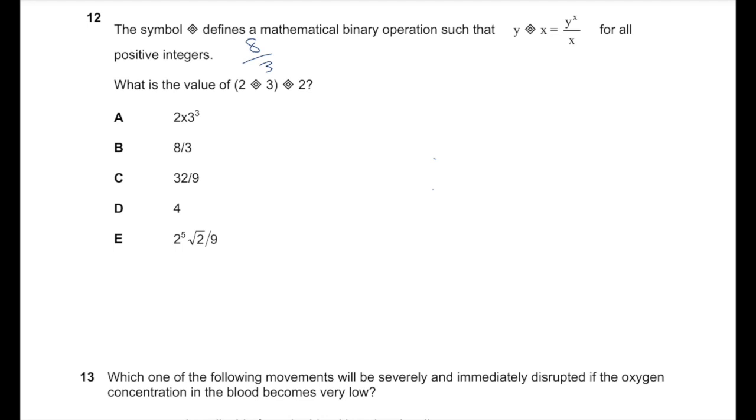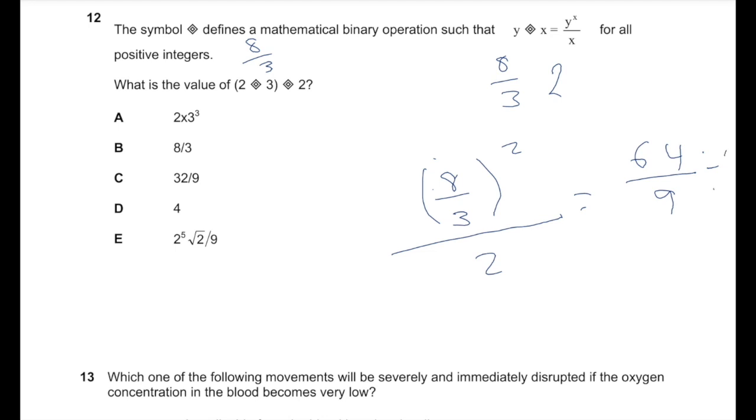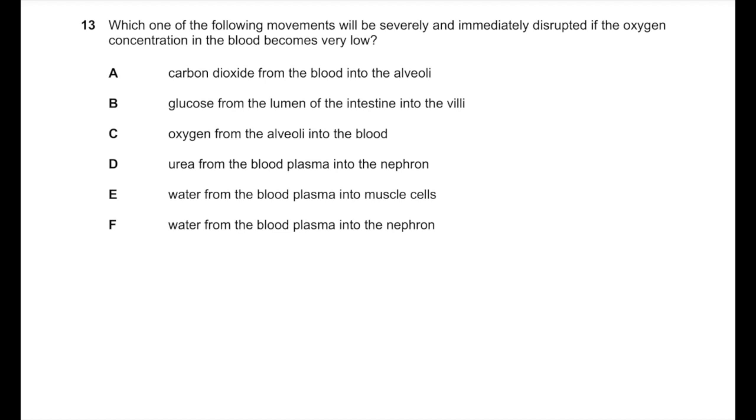Now, we are going to repeat this binary operation, but y is going to equal 8 over 3, and x is going to equal 2. 8 over 3 to the power of 2 over 2 is equal to 64 over 9 divided by 2, which is equal to 32 over 9. And the answer is therefore C. That's question 12 completed. Question number 13.